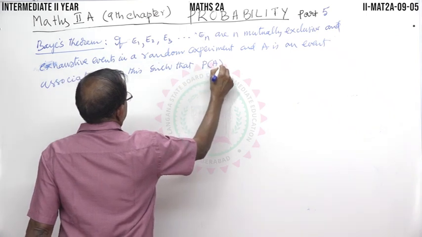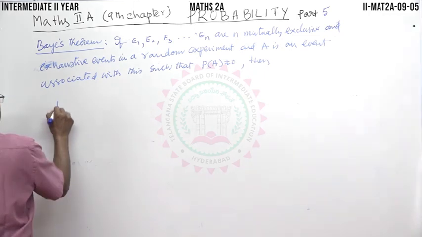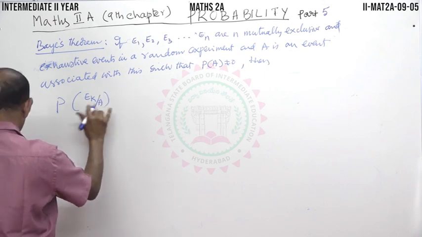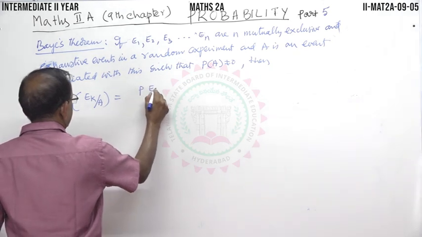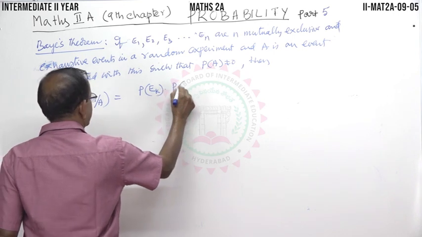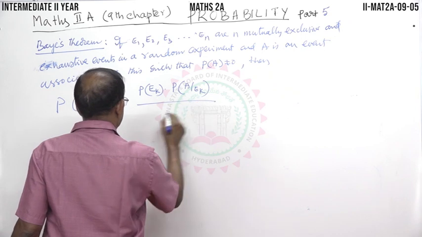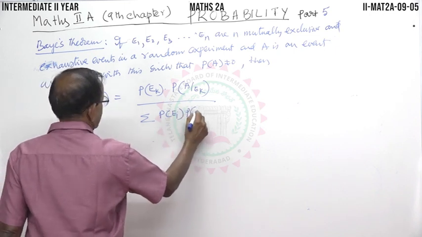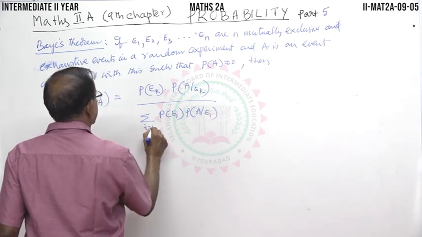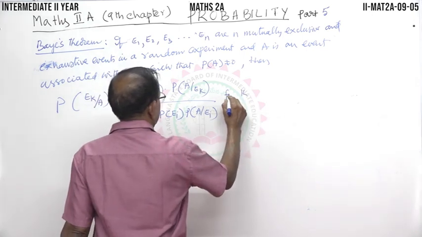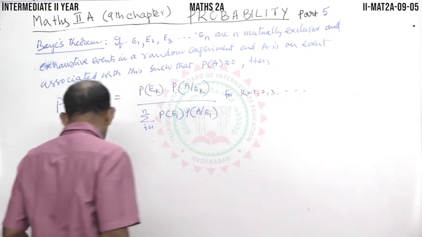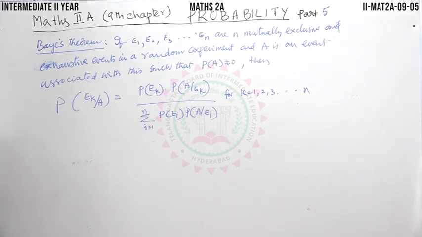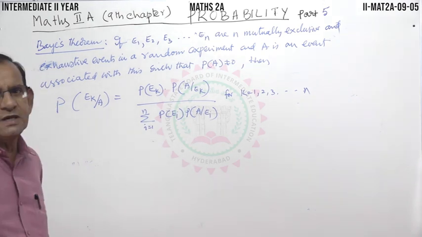P of A is not equal to 0, then P of Ek given A is equal to P of Ek into P of A given Ek divided by sigma P of Ei into P of A given Ei, i is equal to 1 to n, for k is equal to 1, 2, 3 up to n. Now here E1, E2, E3 up to En are mutually exclusive events.